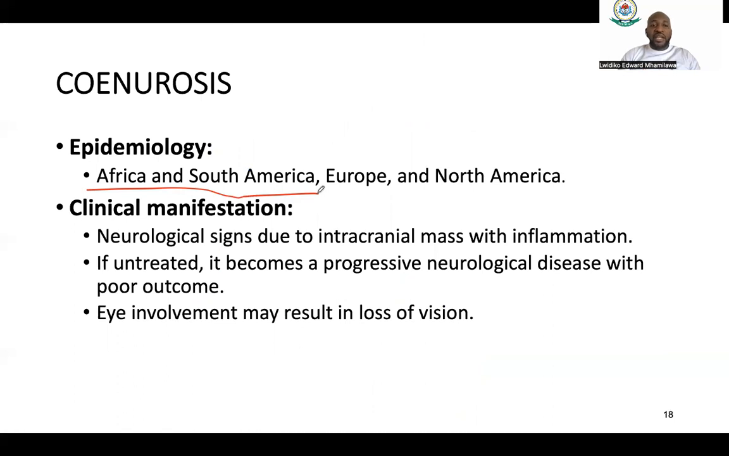Common in sheep, and you could have clinical manifestation as neurological signs due to intracranial mass with inflammation. And you remember, this is a foreign body that is happening there, and might end up causing eosinophilia and inflammation into the brain tissue. If left untreated, it can lead to neurological diseases with very terrible outcomes, depending on the site where this one is involved. And if it is involving the eyes, it can lead to loss of vision.